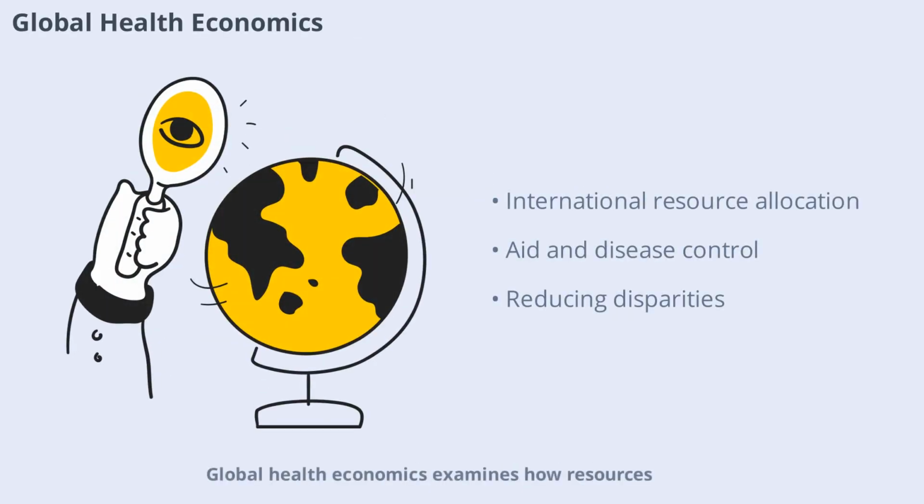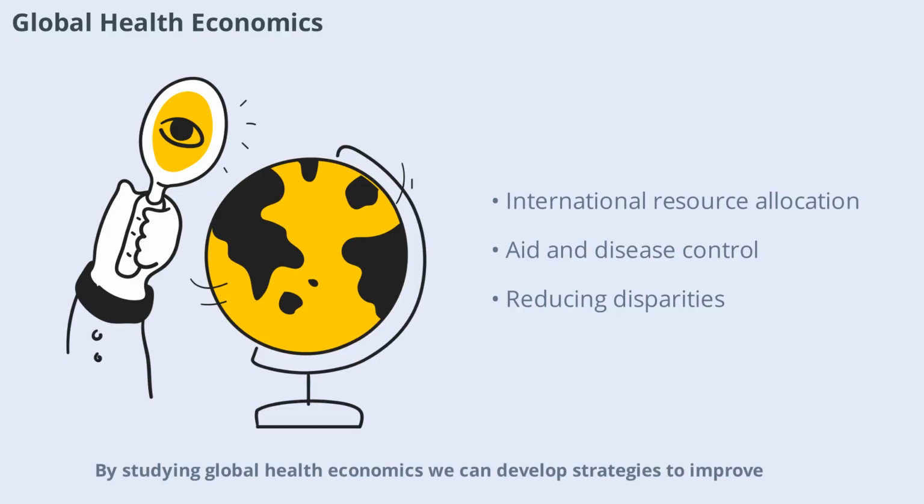Global health economics examines how resources are allocated across countries and regions. It addresses issues such as international aid, disease control, and access to essential medicines. Differences in wealth, infrastructure, and health needs create unique challenges for resource allocation. By studying global health economics, we can develop strategies to improve health outcomes worldwide and reduce health disparities.